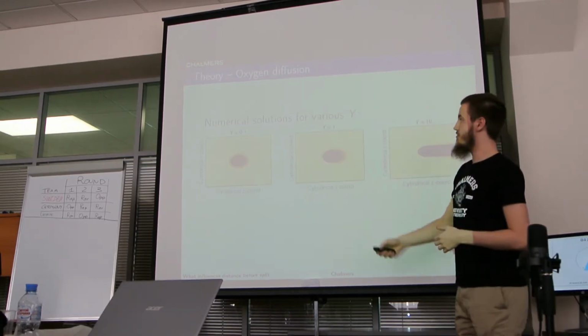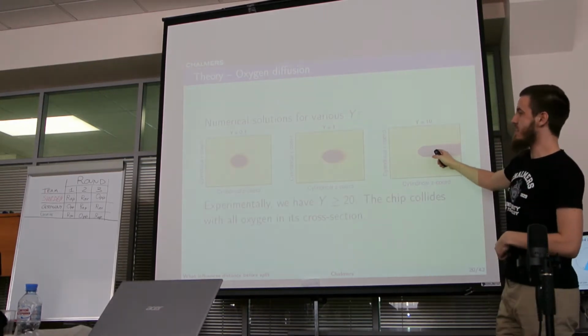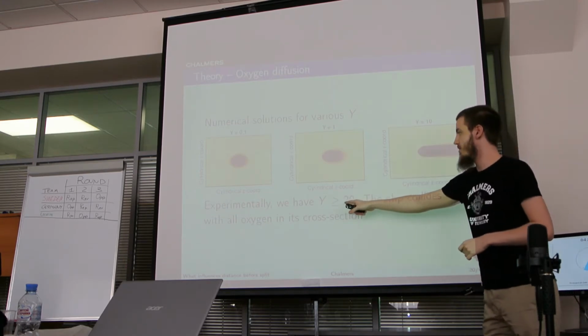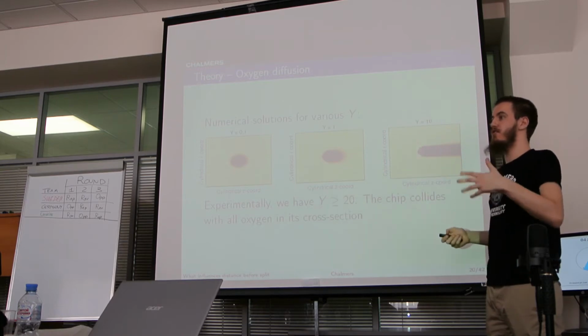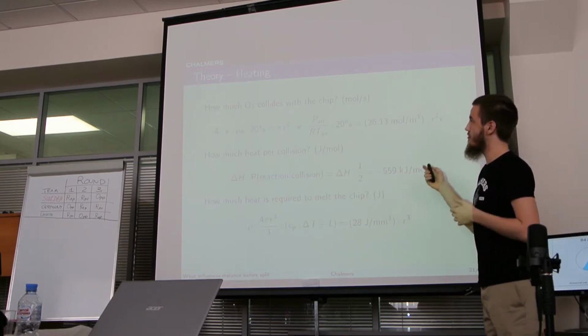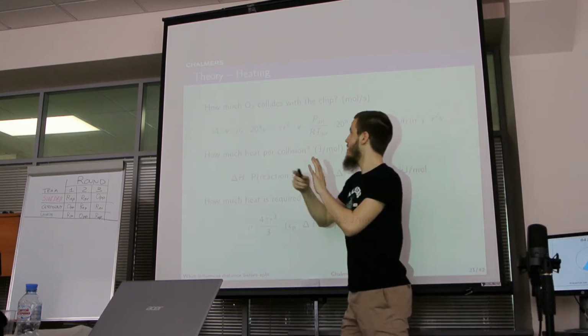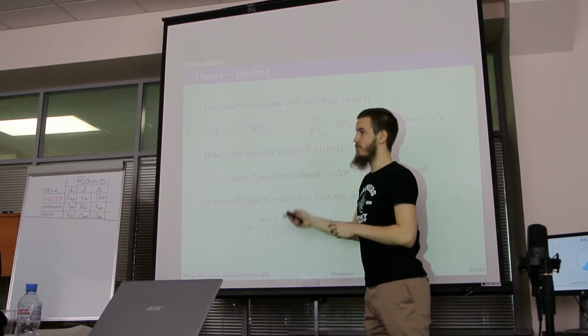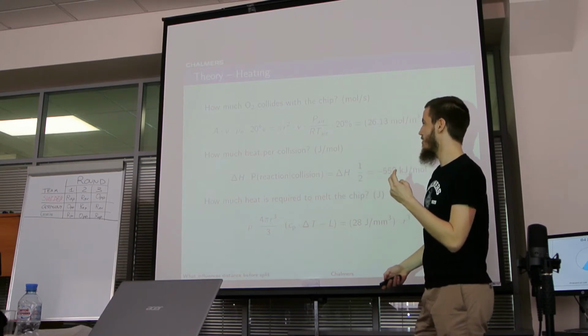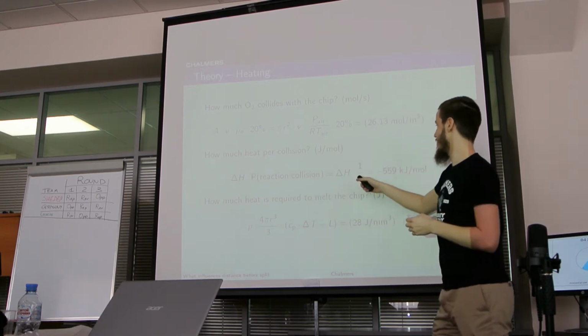And here are some numerical solutions. We are way over here, with y more than or equal to 20. So what happens is that the particle traces out the cylinder behind it, and it interacts with all of those particles. So how much oxygen collides with the chip? Well, it's the area times the velocity times the density. How much heat per collision? Well, it takes 2 oxygen per reaction, so we get half the enthalpy per reaction.